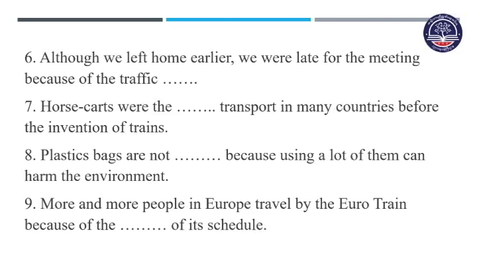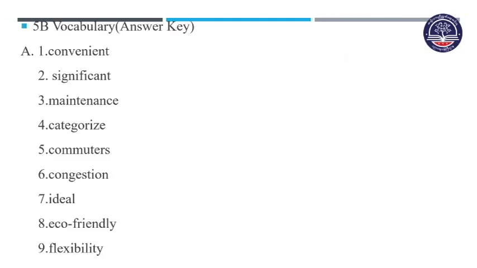and we will check the answer back. Let's check the answer back for 5B A vocabulary. Number 1 convenient. Number 2 significant. Number 3 maintenance. Number 4 categorize. Number 5 computers. Number 6 congestion. Number 7 ideal. Number 8 eco-friendly. Number 9 flexibility. Yes. Okay, in this session, you have already learned how to answer the question and how to learn the vocabulary and how to fill in the blanks in a correct form of the words. Okay, please try to practice for the many times. The more you practice, the more you will get skills on that.